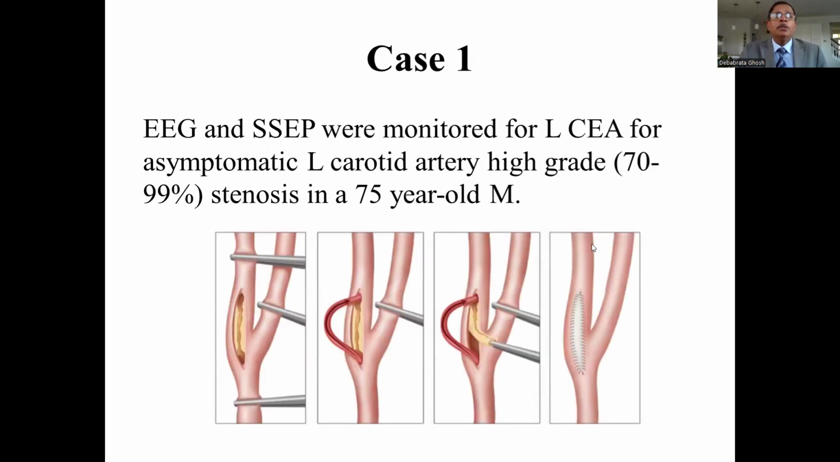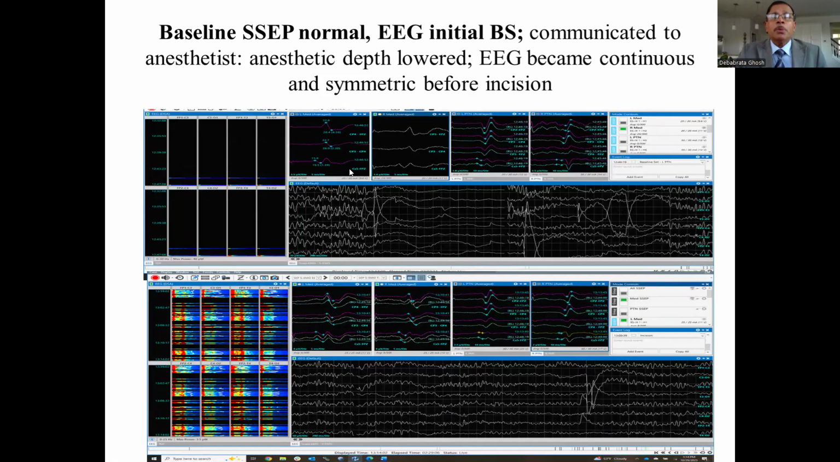I start with case one, where we did EEG and SSEP for left carotid endarterectomy for high degree stenosis in a 75-year-old male. We see that baseline somatosensory evoked potentials on the left median, right median, and both posterior tibial nerves are completely normal. However, 8-channel EEG showed significant burst suppression. Anesthesia was informed. They lowered the depth of anesthesia. Consequently, EEG became continuous and symmetric, and SSEP became much more reliable and reproducible. This is a DSA.